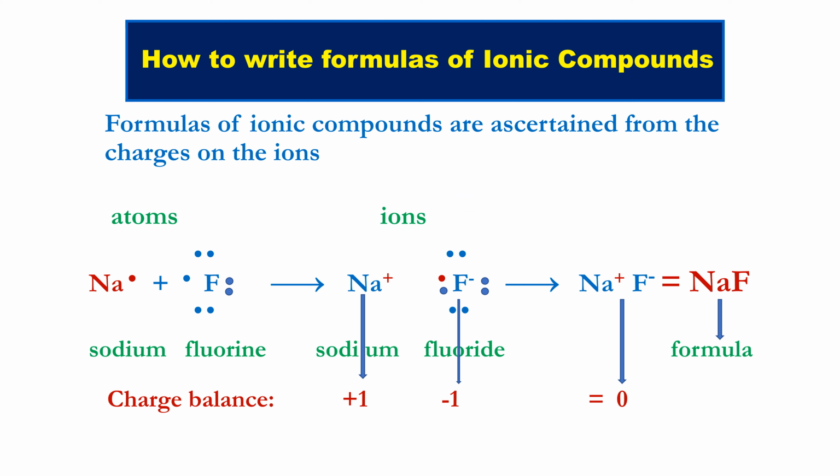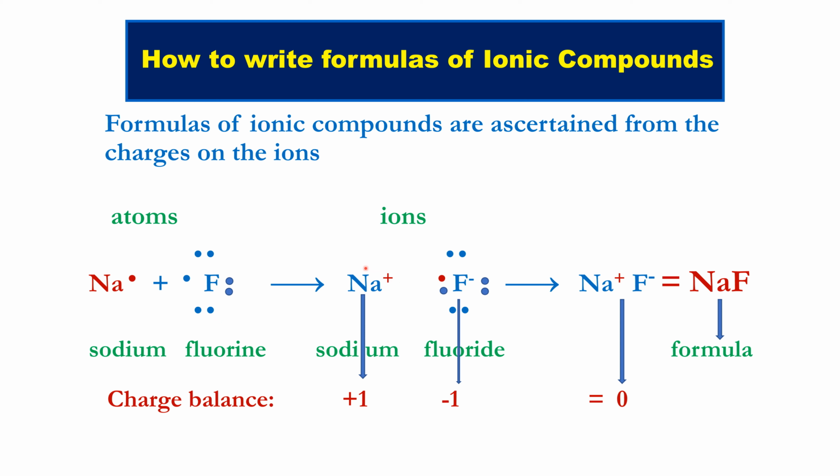So we now look at how to write formulas of ionic compounds. Formulas of ionic compounds are determined from the charges on the ions. Let's look at this example. So here we have sodium with 1 electron in its outermost shell, and this is fluorine with 7 electrons in its outermost shell. So fluorine needs 1 electron to complete the octet arrangement.